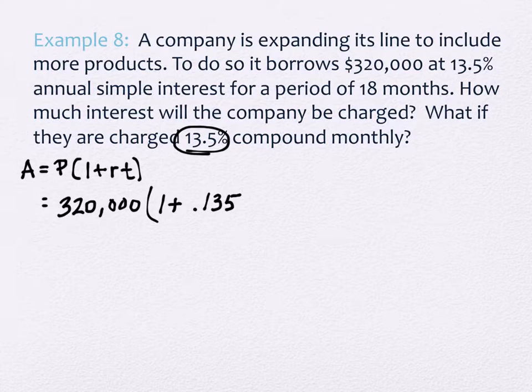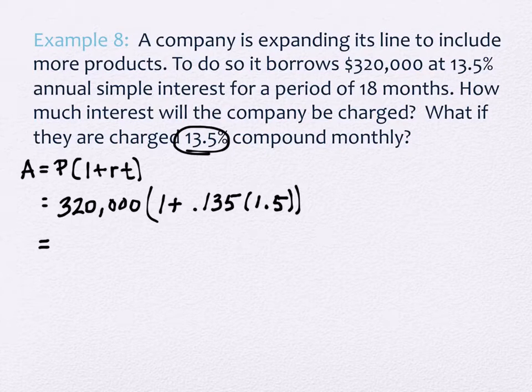Yeah. So we need to take 13.5 and divide by 100, or we need to take 13.5 and move the decimal point 2 to the left. It's 0.135. Time, T, what is it? You have to find out what 18 months is of a year. How much is it? 1.5. It's 1.5 years. Time is always in years for these formulas to work the way they're set up.